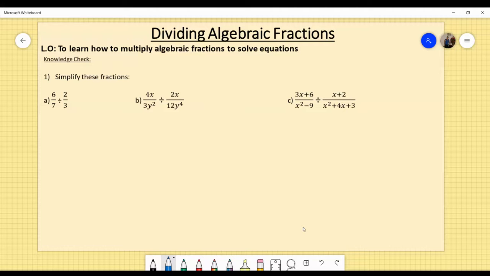So for the second part of the lesson, we're going to have a look at how we divide algebraic fractions. So again, have a look at the 3 questions on the screen, give them a try, and then hit play when you're ready for me to go through them.